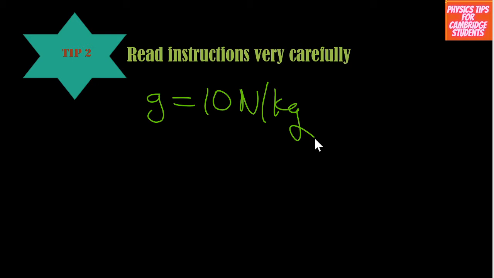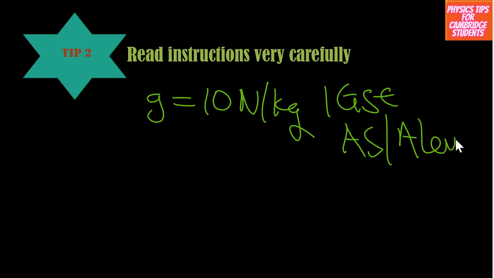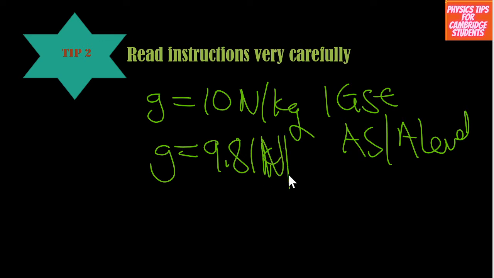Now, for the AS candidates and A2, your G is supposed to be 9.81. It's actually given in the formula list. The first double sheet of your exam has all the formulae that you need, as well as the constants. So G is supposed to be 9.81. Don't ever be tempted to write G as 10, because they're going to deduct a mark.